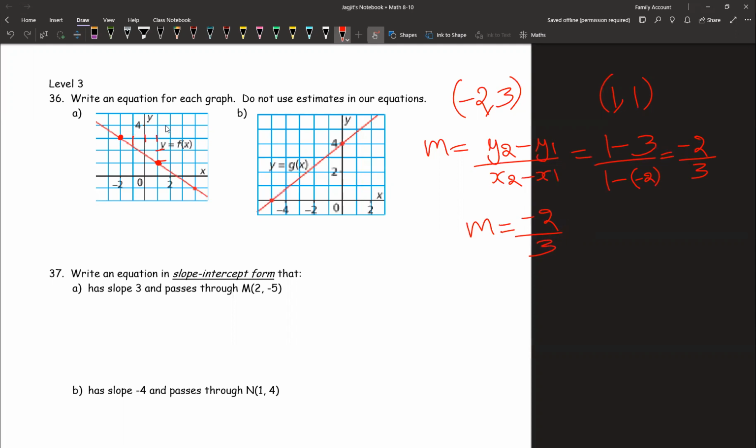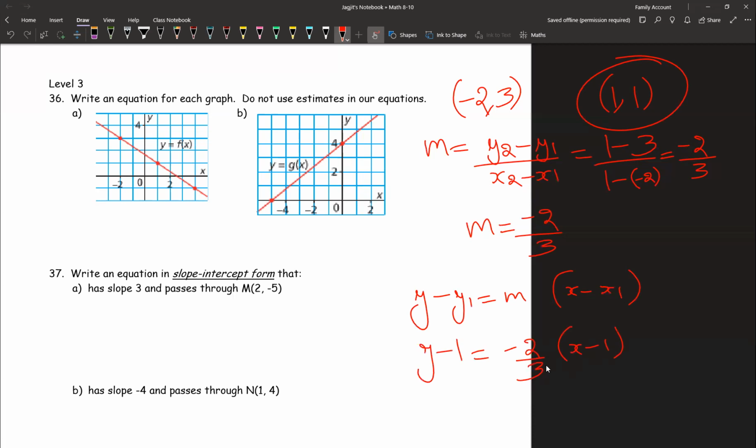Now, the question just says, write the equation. I don't know the y-intercept. It's tough to see, right? The y-intercept is kind of in the middle there. So what I should do is write this in slope-point form. Remember the slope-point form, y minus y1 equals m times x minus x1. So pick either one of those points. Let's say I pick this point. So it'll be y minus 1 is equal to minus 2 over 3 times x minus 1. There we go.